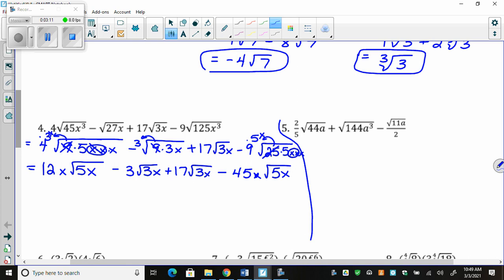you should be happy with yourself because it looks like it's probably correct. And then we math it. So 12x minus 45x is -30.